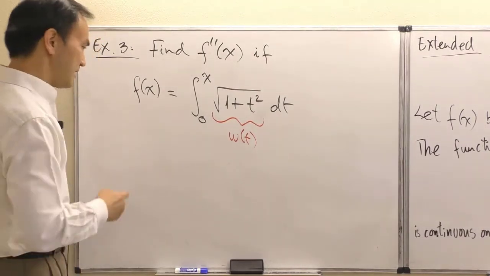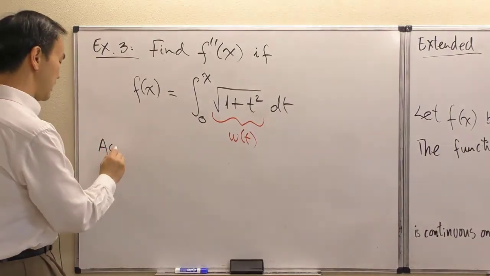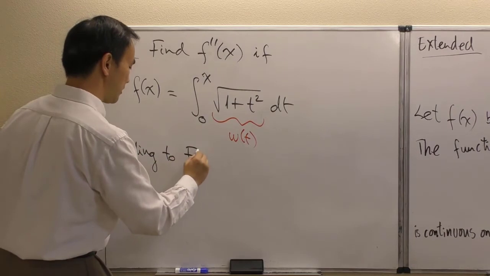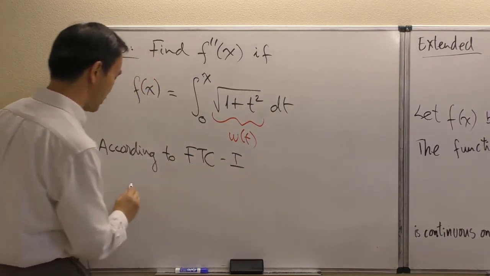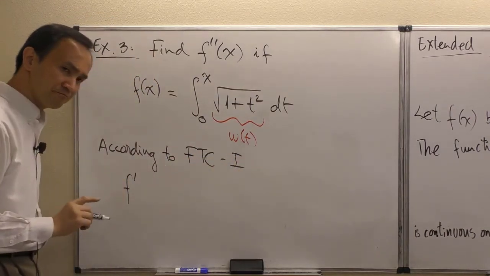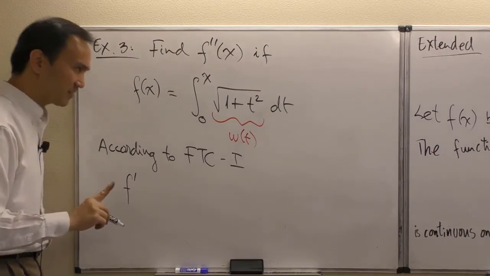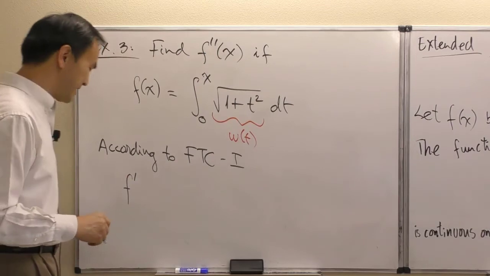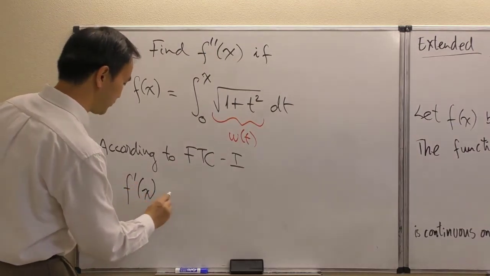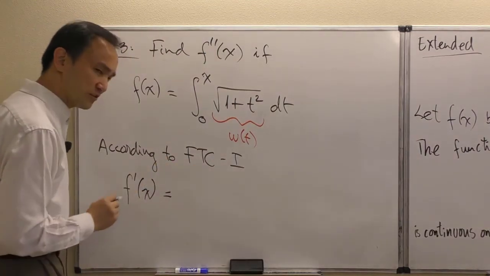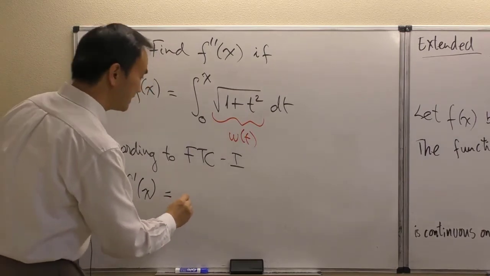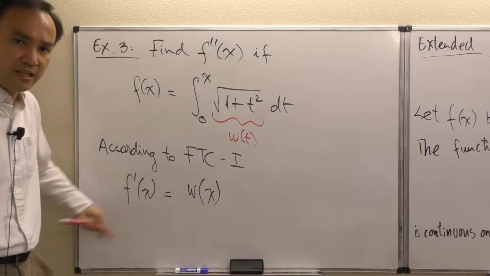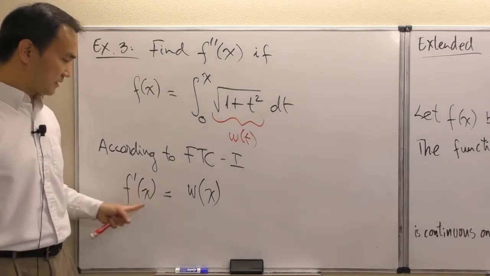Not the extended version. According to the fundamental theorem of calculus part 1, I know that f prime, we've got to go through f prime. Anytime we're attempting to find f double prime, we've got to go through f prime. So f prime of x here has to be, according to the first part of the fundamental theorem of calculus, w of x. That's the way it is.